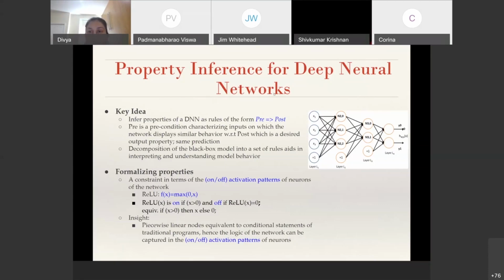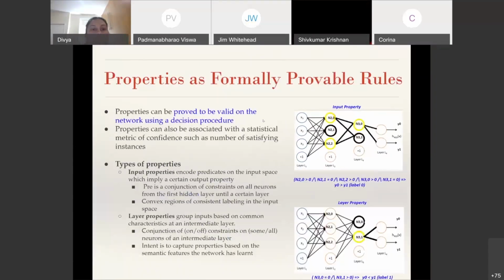So the key insight we had is that piecewise linear activation functions such as ReLUs can be considered equivalent to conditional statements of traditional software programs. And hence, adopting a programmatic view of the DNN model, the logic of the network can be captured in the on-off activation patterns of the neurons. The properties that we extract can be proved to be valid on the network using a decision procedure, which we tried to do. And if not, on complex models, if it's difficult to obtain proofs using existing decision procedures, they can also be associated with a statistical metric of confidence, such as the number of instances satisfying these properties.